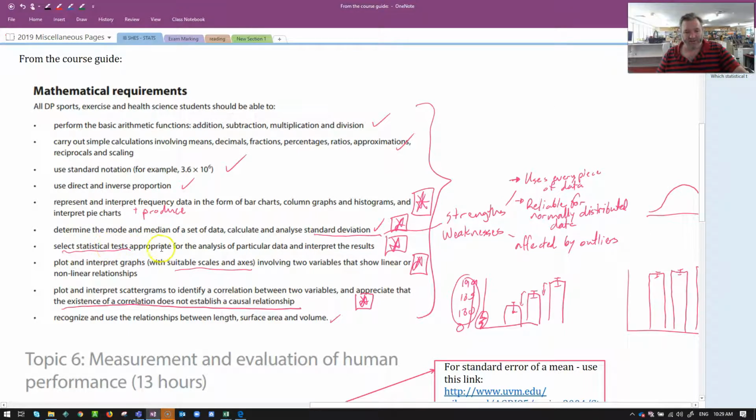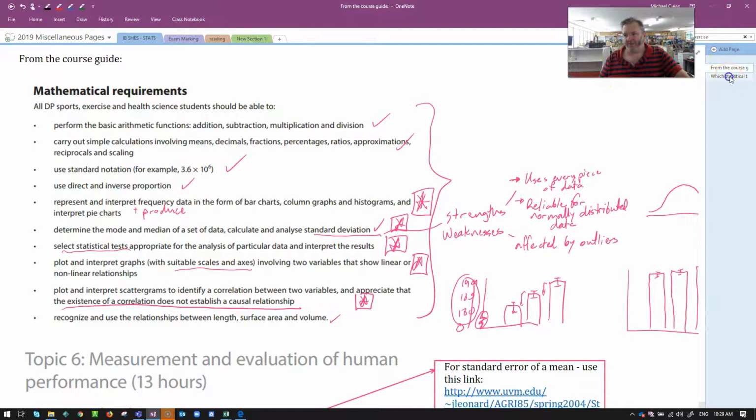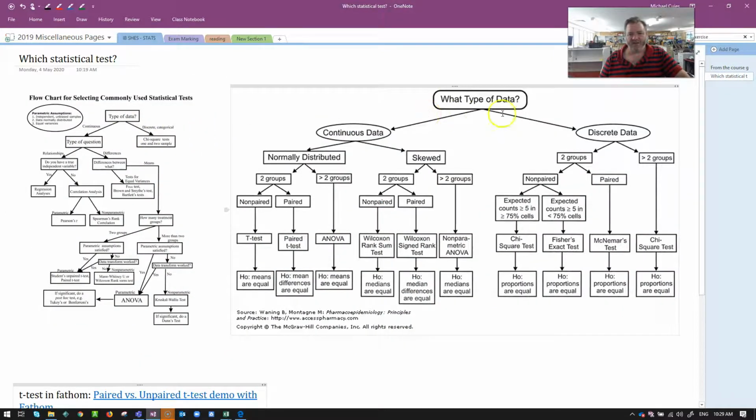Select statistical tests appropriate for the analysis of particular data and interpret results. So this is probably one of the harder points. How do I know which test to select? If we have a look over here, there are hundreds of flowcharts like these for commonly used statistical tests.